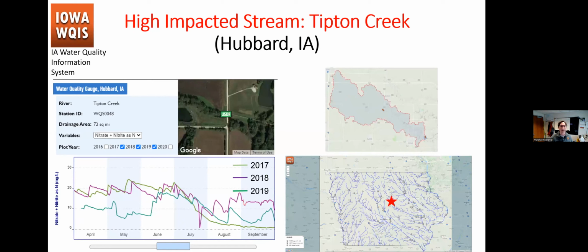And then a high impacted stream was Tipton Creek up near Hubbard, Iowa. Here you can see almost all through April to September, except for 2017, when it was a little bit lower, maybe closer below 5, it was exceeding 10, if not close to 20 parts per million during many months of the year, especially in April through July.